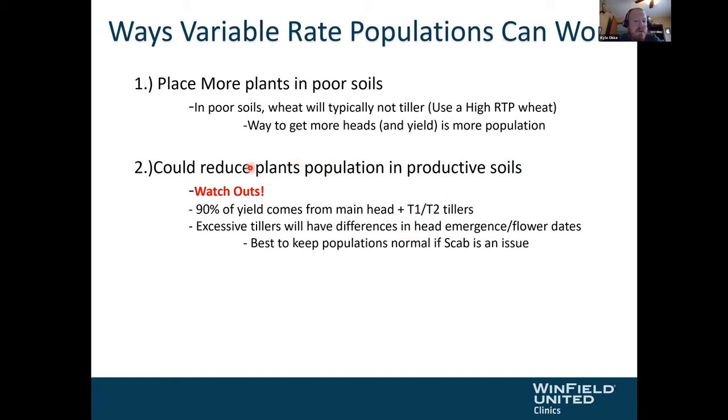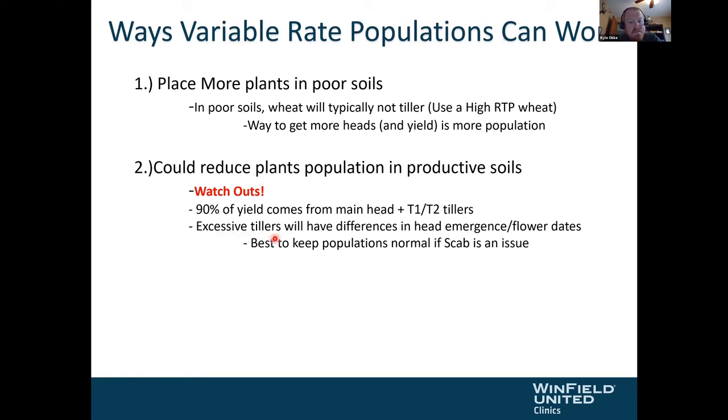Now, you could go to your more productive soils and drop population some, or, which is what I'll cover in this next part, you could have varietal management and manage that by the acre, and then truly plant lower populations where the crop will flex and do better. One thing here, and why I have it as a watch out, is that for us, we deal with head scab quite often.